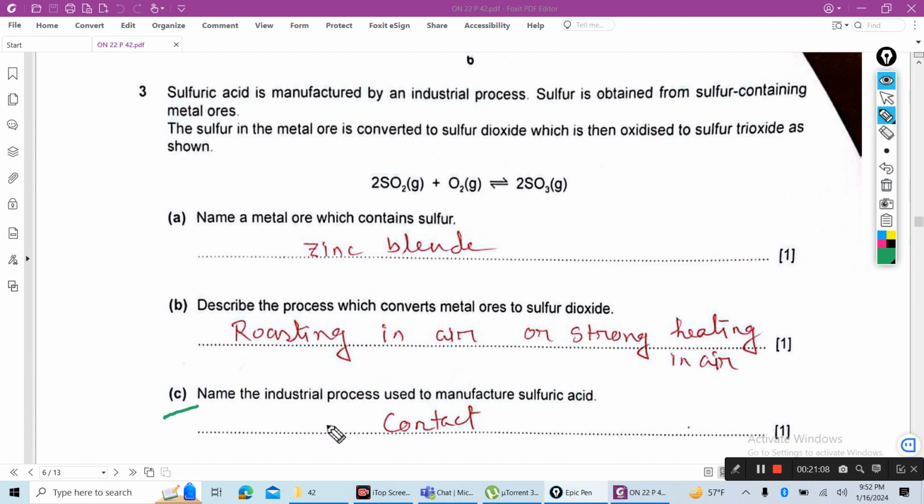Number C. Name the industrial process used to manufacture of sulfuric acid. Contact process. Manufacture of sulfuric acid, contact process. Manufacture of ammonia, Haber process. So this is the contact process.